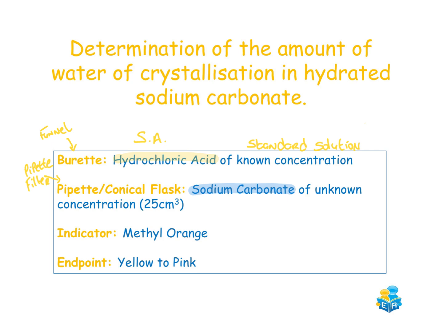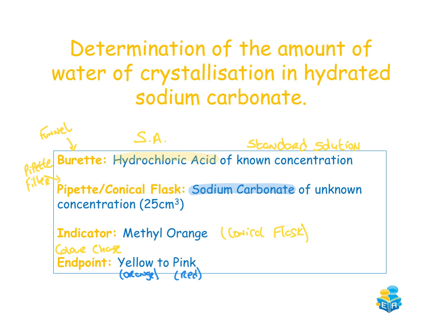So next we have our indicator, and before we go any further, I will say to you that your indicator will go into your conical flask. The indicator that's used in this experiment is methyl orange, and the endpoint of the experiment, commonly referred to as the colour change, is from a yellow or orange, I'll write that in for you, yellow or orange to a pink or red colour.